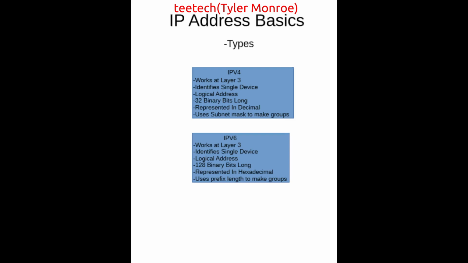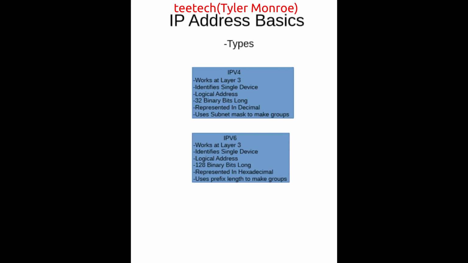Now, IPv6 is very similar, and the reason we are starting to use IPv6 more is we have a need for more unique IP addresses than we currently have at the moment. But again, it works at layer 3, and it identifies a single device. Now, there are times where they can identify multiple at a time, but that's something different. We're not getting into that here. And it is a logical address again. Now, a difference is it is 128 bits in length.